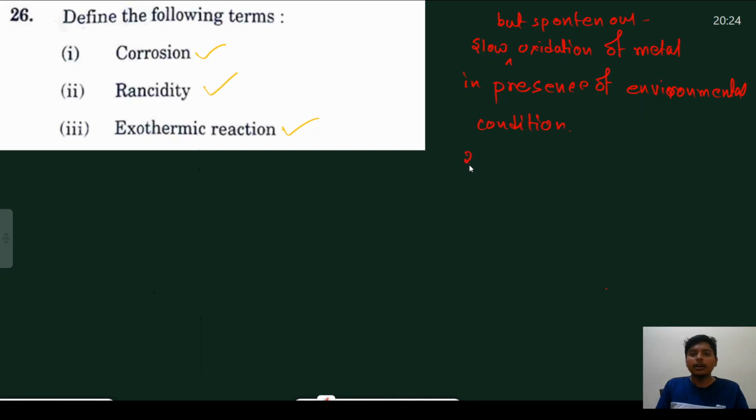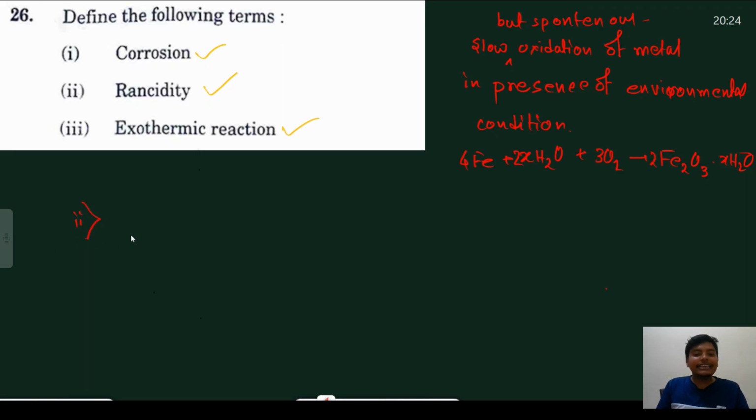You can write that 2Fe plus xH2O plus 3O2 will give, sorry, 4Fe, so you will get 2Fe2O3.xH2O. So here you have to use 2xH2O. Clear?